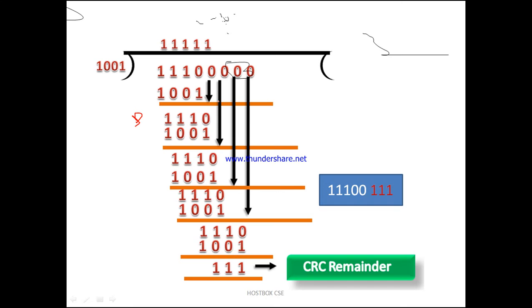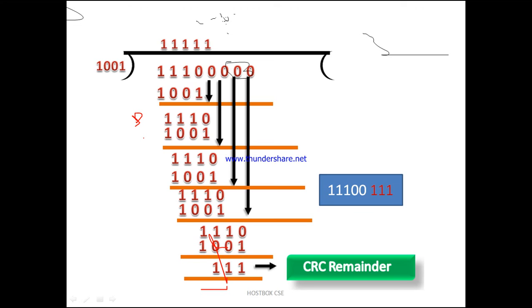Again I take the next bit, that is 0, and again I place the divisor 1001. Then again you get the answer 111. Again we take another bit, 0, and again divide by 1001, taking the exclusive XOR operation here. Again ignore the leading zero, so we get 111 and the last bit is 0. Now we again divide. See the question carefully.